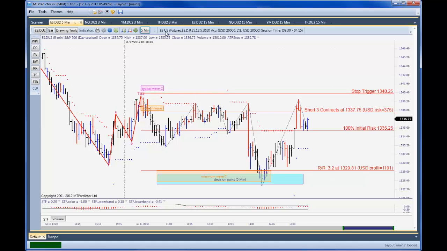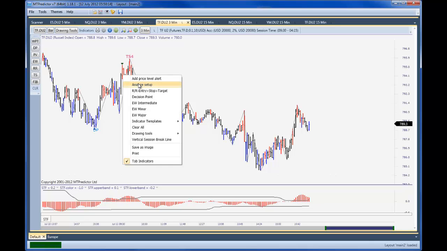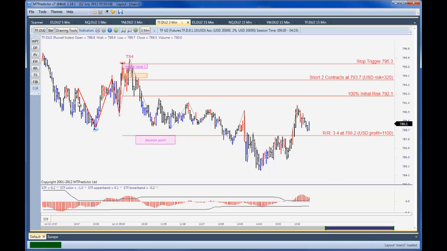There were some setups on some other charts. For example, if I look at the Russell Index, this is on a 3-minute chart. We had a setup here a bit earlier in the day, which would have resulted in a -1R loss. Again, remember, we can't avoid losing trades as professional traders. The trick is keeping the losses small when they come through.